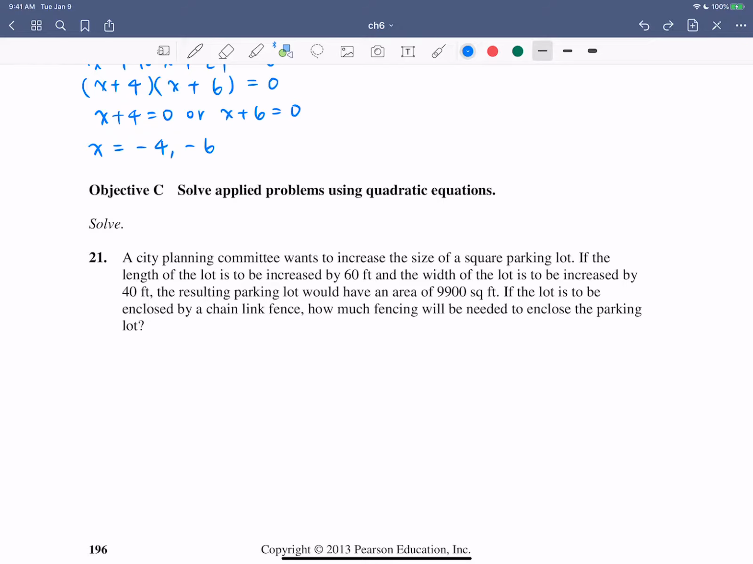Oh, this doesn't look like a square. Let's try again. Alright, much better. So this is the original parking lot. We don't know the dimension. And then it says that they increased the length by 60 feet. Let's make this one length, this one width, even though it doesn't matter which side you make them. The length is increased by 60 feet. I don't know how much it is, so we'll just make it like 60 feet right here.